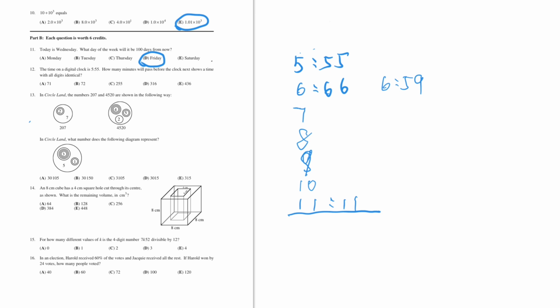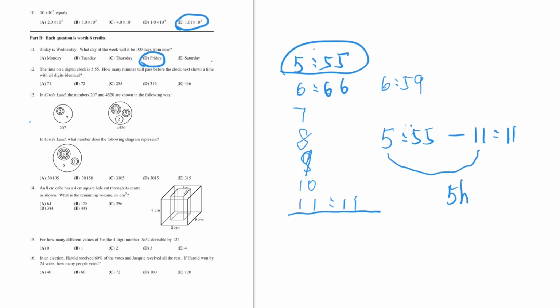So how many minutes will pass? We calculate from 5:55 to 11:11. 5 plus 5 will be 10, so 5 hours. 5 hours times 60 is 300 minutes from 5 to 10. And from 55 to 11 needs 5 more minutes. We add 5 minutes. And then we still have 11 minutes more, so add another 11. That equals 316 minutes. So the answer is D.